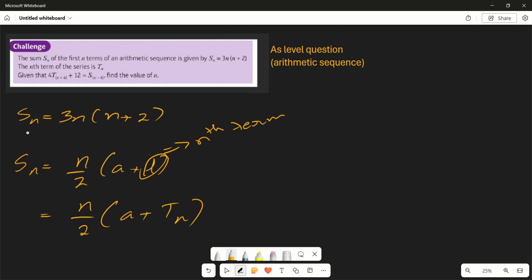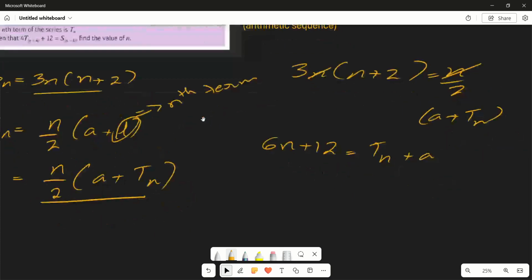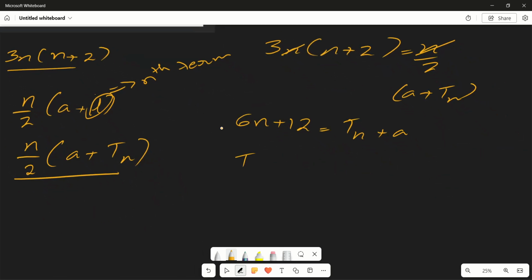If the left hand sides of the equations are the same, the right hand sides would be the same, so we can equate those two expressions. So 3n(n plus 2) equals n by 2 (a plus tn). These n's cancel out and we multiply both sides by 2, so we get 6n plus 12 equals tn plus a. This would not be any difficult to this point, and we will try to get tn on the other side: tn equals 6n plus 12 minus a.